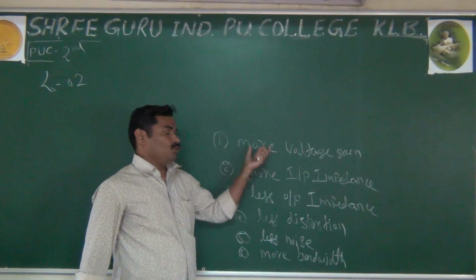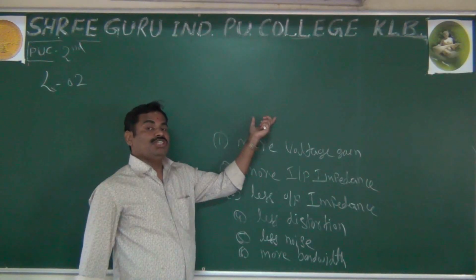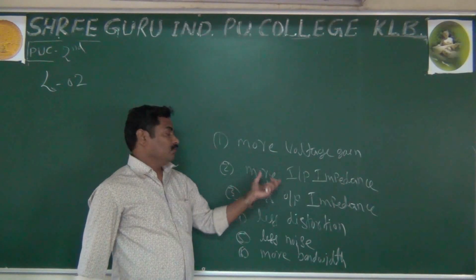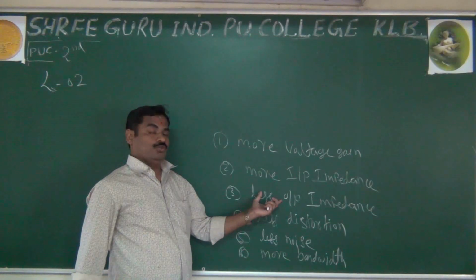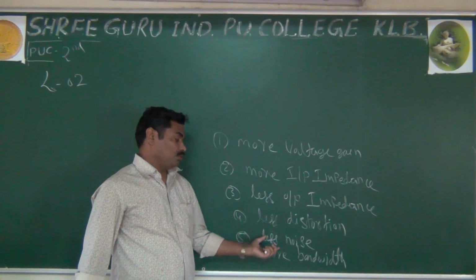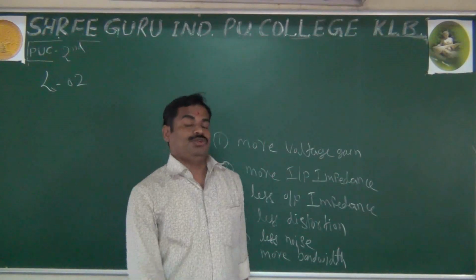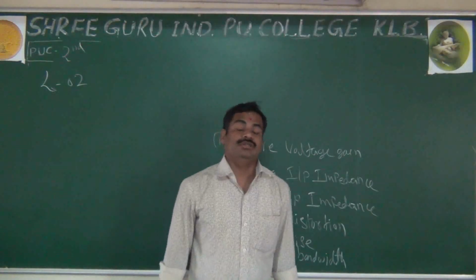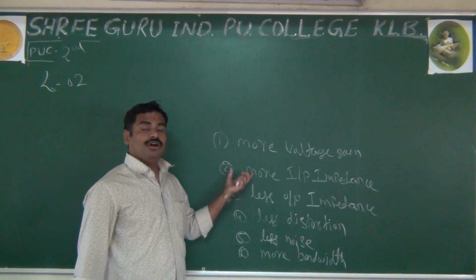In general, we want more voltage gain, and that is given by our op-amp. Basically the op-amp is a voltage amplifier, and it gives more voltage gain and more input impedance. It gives very less output impedance and very less distortion. And most important, we have very less noise and more bandwidth. That's why the operational amplifier is called a perfect amplifier. You can say it is an ideal amplifier. This is the importance of the operational amplifier.